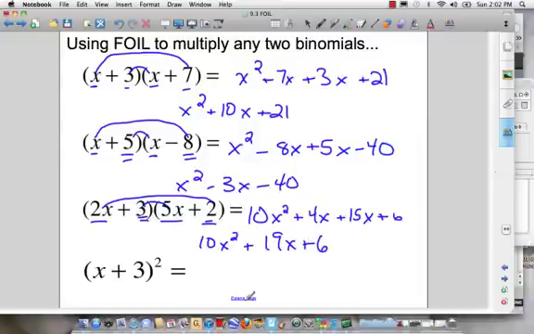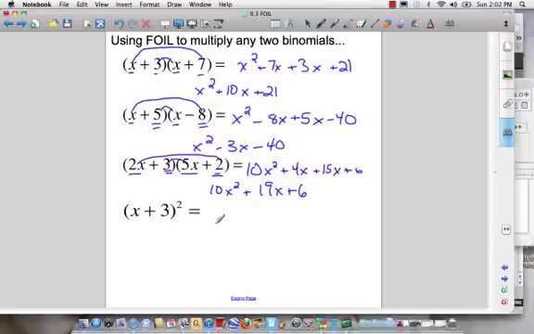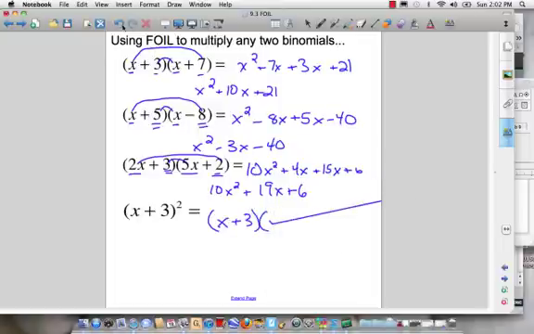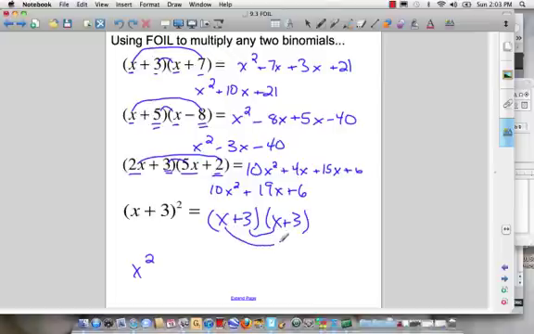Okay, if you need to square a binomial, it is actually a FOIL problem because x plus 3 squared means x plus 3 times x plus 3. So we'll use FOIL. X times x, x squared. And then the inner is 3x, the outer is also 3x. I'm going to go straight to combining those to 6x, and then 3 times 3 is 9.